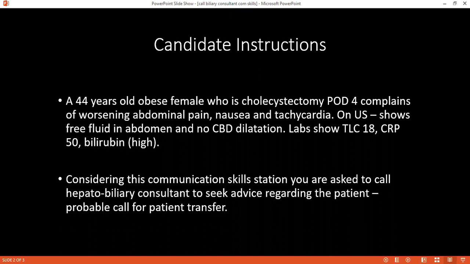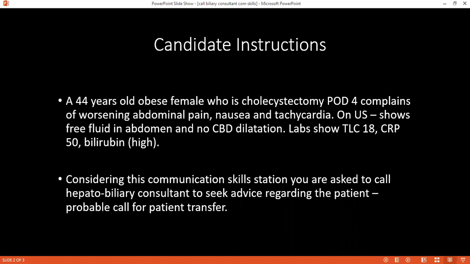Okay. Hello. Good morning, sir. Hello, good morning. I am Muhammad, one of the surgical house officers working in Mr. Man in Ox Hospital. I am calling to speak to Mr. Jatin, the hepatobiliary consultant on call, to ask his advice about a patient who underwent laparoscopic cholecystectomy. Could I check that I am speaking to Jatin, the hepatobiliary consultant on call?